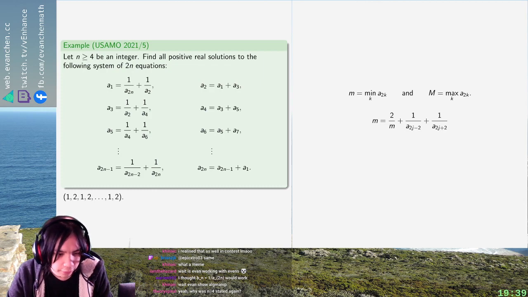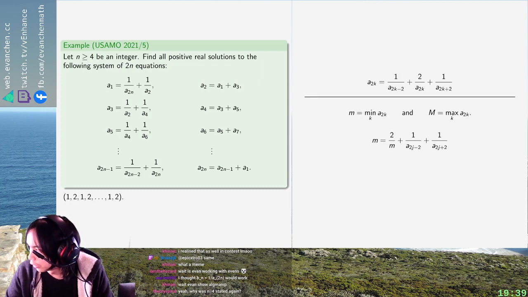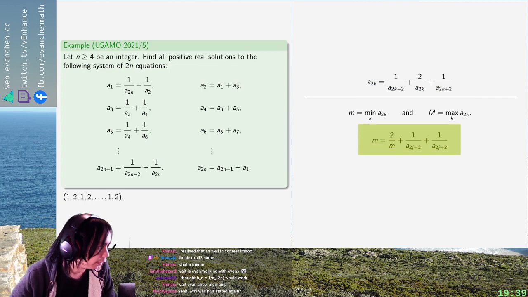So we're going to just get rid of the equations on the left right away and just plug those in. So the equation looks like this for even indices. We take the min and max, and you get a statement that looks like this. All right.